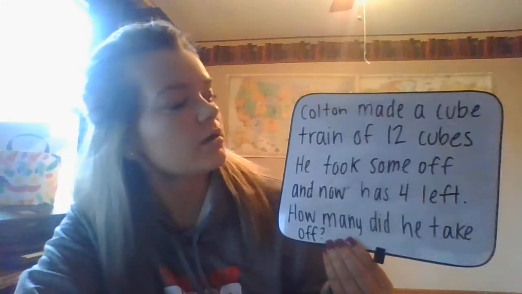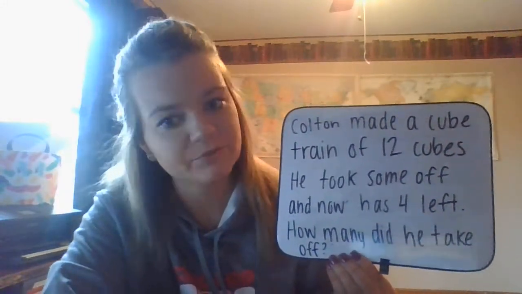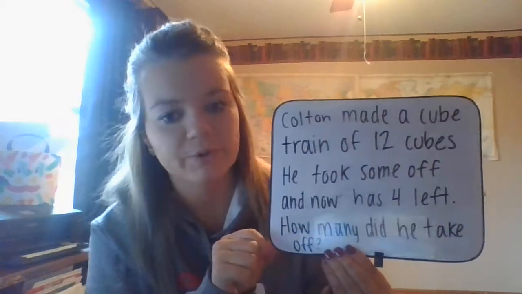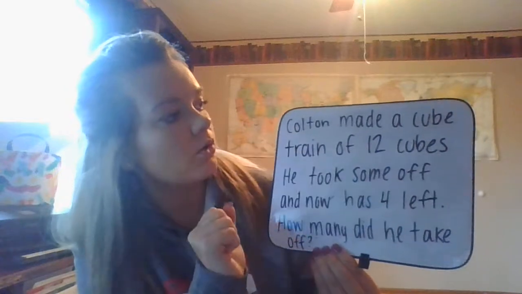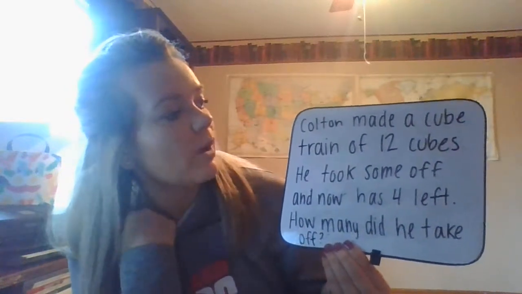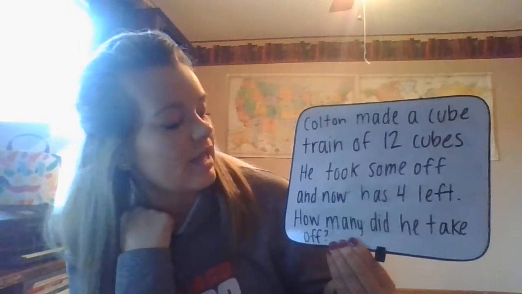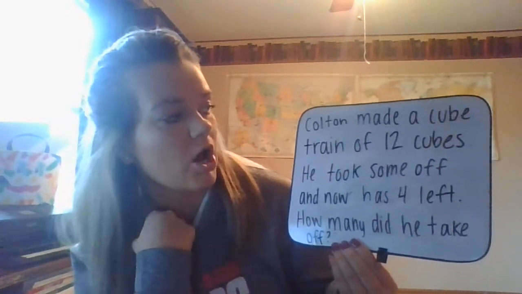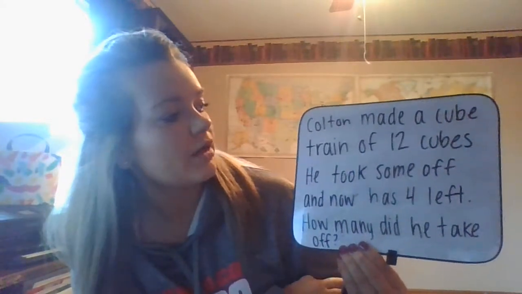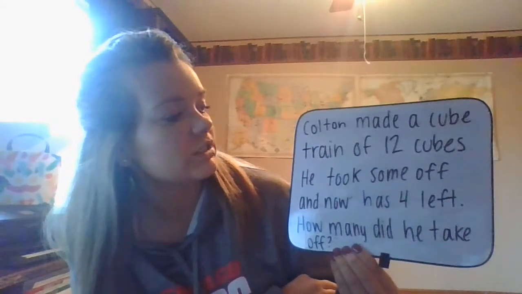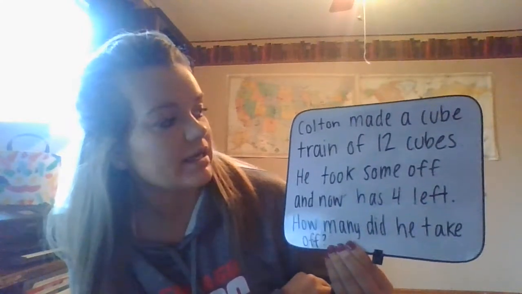All right, so now we're going to move on to our word problem. You do not have to write this down in your notebook, but I wrote it down so you can see it. Let's read it together. Colton made a cube train of 12 cubes. He took some off and now has 4 left. How many did he take off? I'm going to read it one more time. Colton made a cube train of 12 cubes. He took some off and now has 4 left. How many did he take off?